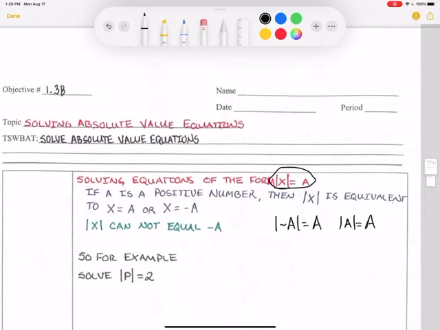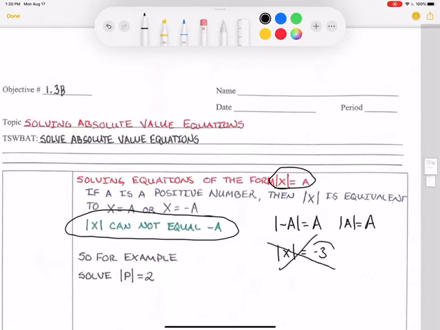With that being said, the absolute value of some number can never equal a negative number. So if I had an equation of the absolute value of x equals negative 3, I would know automatically that this is incorrect because absolute value can never give out a negative number. It's always going to be positive.